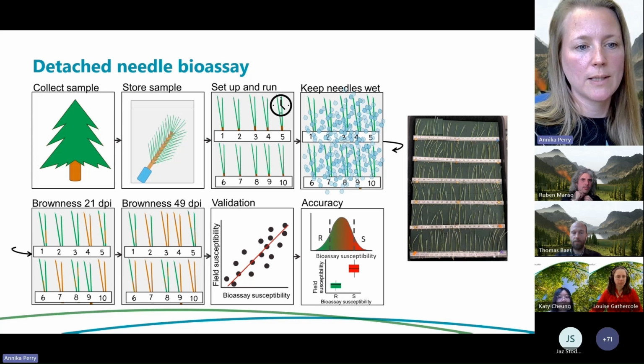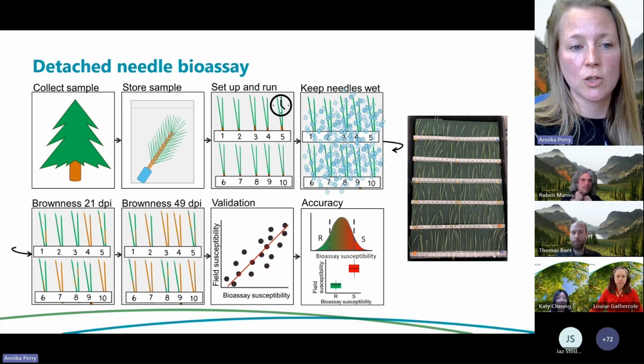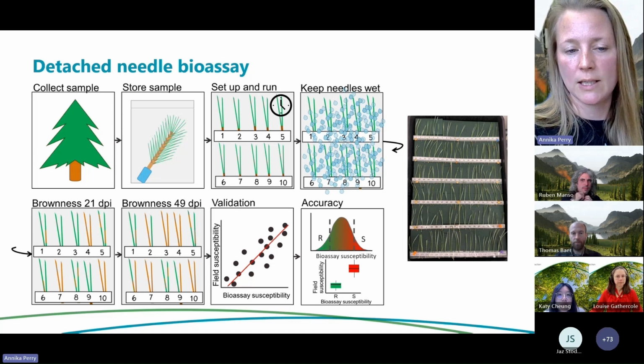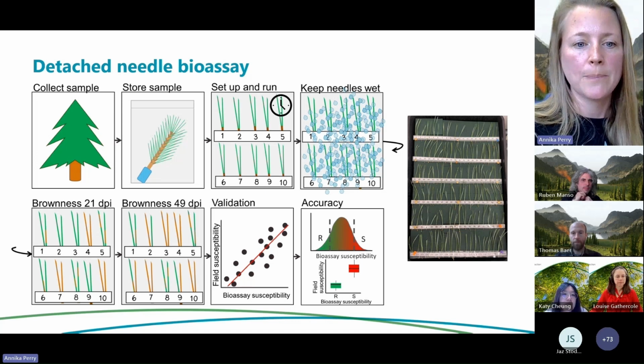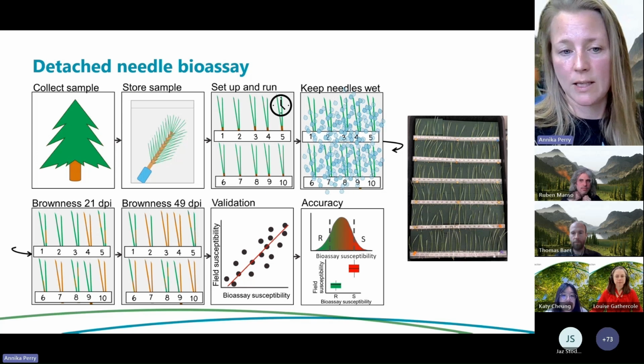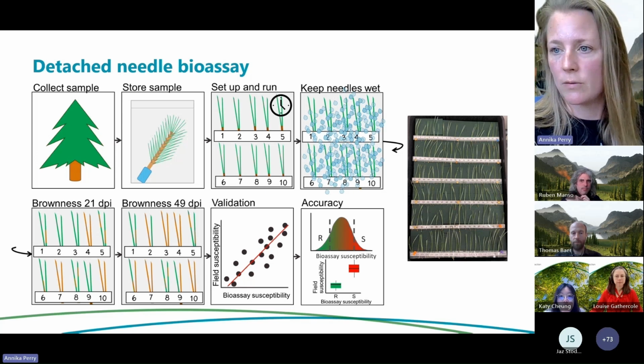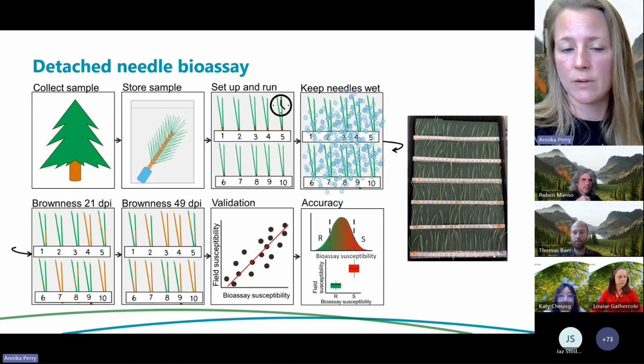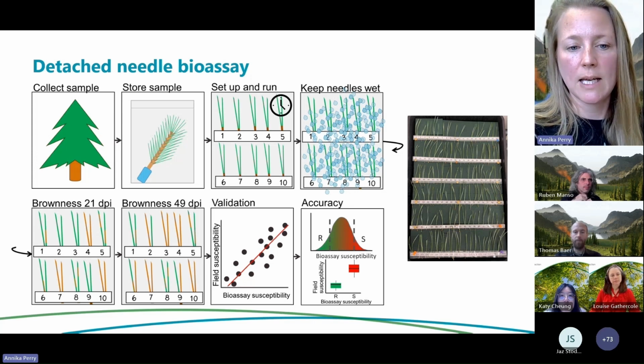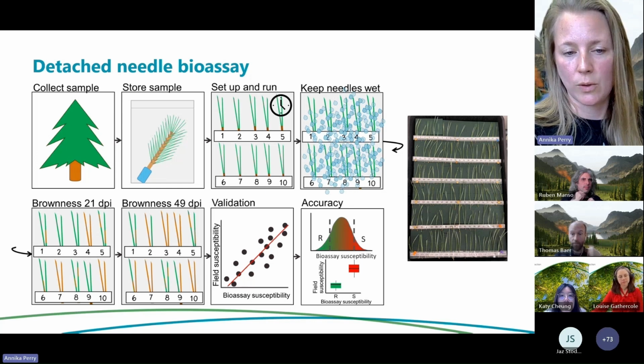And then what I was doing was assessing the brownness. Brownness is very simply just what percentage of each needle pair is brown at each point. So this is 21 days after the start of the experiment. And then again, I did another measure at 49 days after the experiment, so about 7 weeks. And then quite simply, that was it. I just look at brownness as it progresses over the course of about 7 weeks. And then I take the data and perform these steps that I was talking about before, so validation and accuracy, and actually see what we can get from it.